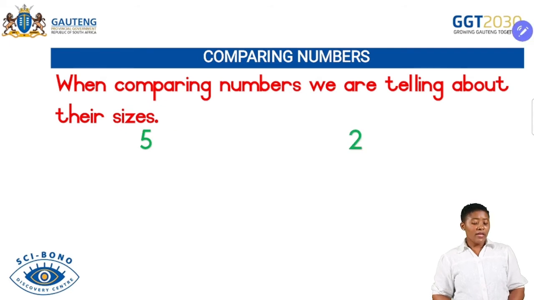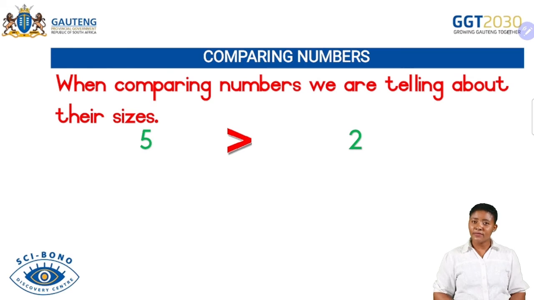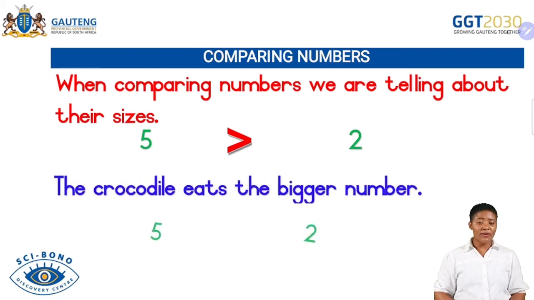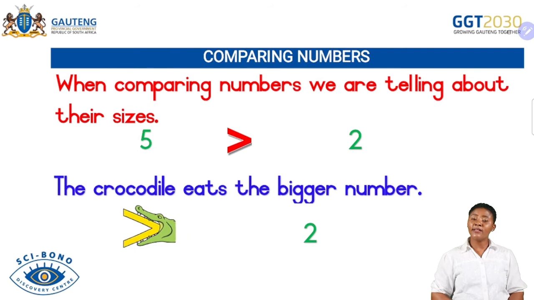So which sign are we using for greater than? I want you to take a look at the sign. This is the sign for greater than, meaning 5 is bigger than number 2. The crocodile is the bigger number. Let's look at our numbers, 5 and number 2, and our crocodile. The crocodile is the bigger number. Can you see, grade 2s? All right, let's move on.